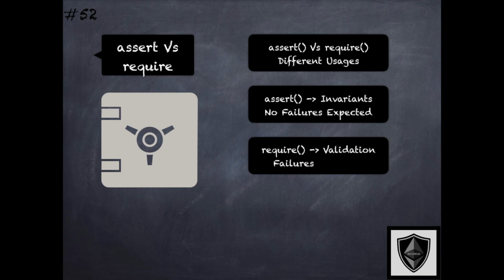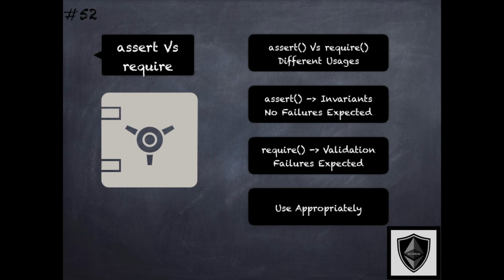And any failures are really critical panic errors that need to be caught and dealt with in a very serious manner. On the other hand, require is meant to be used for input validation of arguments that are supplied by users to various public or external functions, where we do expect failures to happen because the user provided values may be zero addresses in some cases, or maybe values that are out of range or do not make sense from the smart contract's perspective. So this difference is something to be kept in mind, and the best practice is to use assert or require appropriately as the situation demands.